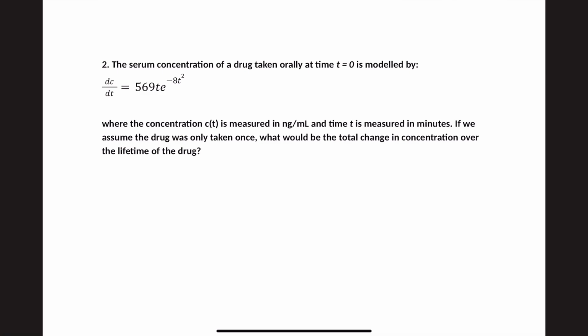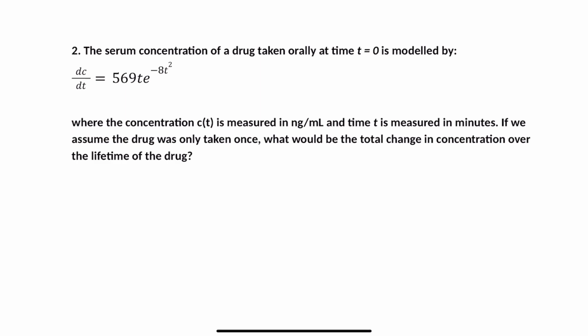In this next question, we're told that the serum concentration of a drug taken orally at time t equals 0 is modeled by the following differential equation, where the concentration C of t is measured in nanograms per milliliter and time t is measured in minutes. If we assume that the drug was only taken once, what would be the total change in concentration over the lifetime of the drug? To start, because we're asked about the lifetime of the drug, we would have to start when time is at 0, and we'd go until infinity.